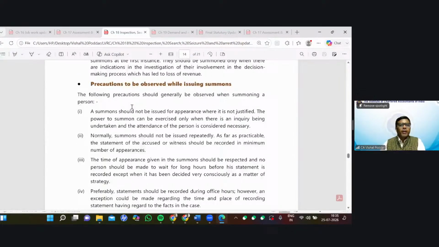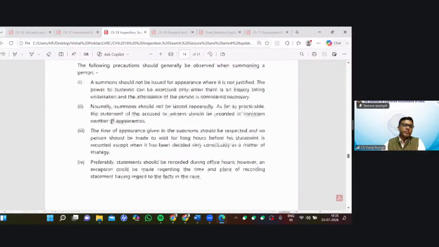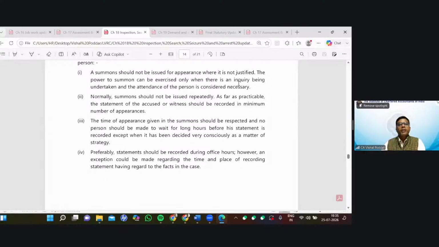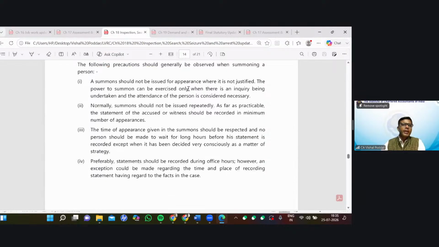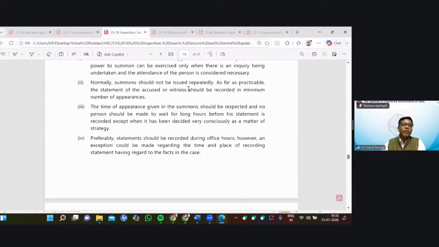Next, precautions to be observed while issuing summons. The following precautions should generally be observed when summoning a person. What are they? A summons should not be issued for appearance where it is not required. The power to summon can be exercised only when there is an inquiry being undertaken and the attendance of the person is considered necessary. So students, this is important to be noted that the officer who is issuing summon should first ensure, I'll say, have that particular proof that the appearance of the person was most necessary, and without the person's appearance, the proceedings could not be continued.